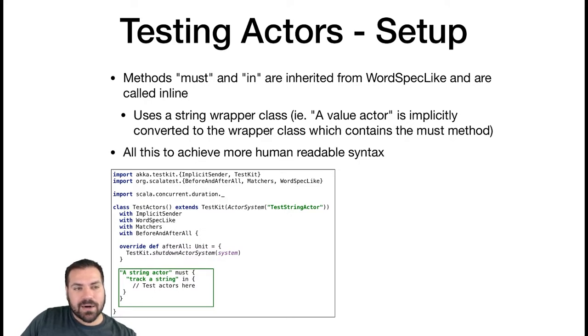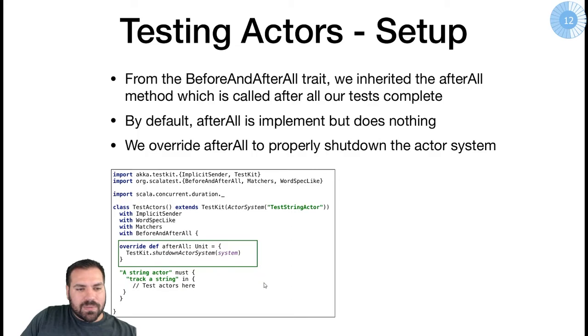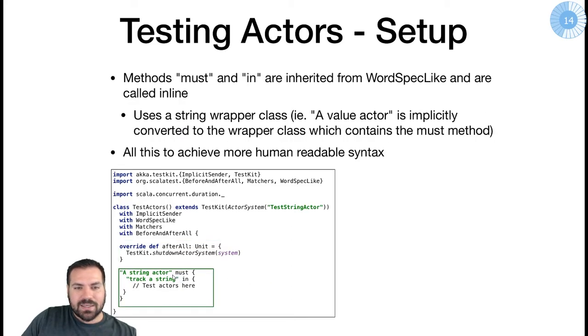These must and in methods are called inline. They're methods that take a single parameter, so we can call them inline, and call these methods on some code block in this case. All that just to get more human readable syntax. So creating wrapper classes for strings, adding methods to the string class itself, etc. We're doing all that just to get this syntax where we can have this read like a behavioral test. What should this thing do in these tests? Instead of a unit test where we just have a test name and then run the code, have some asserts, etc.